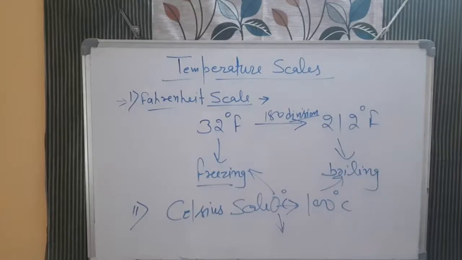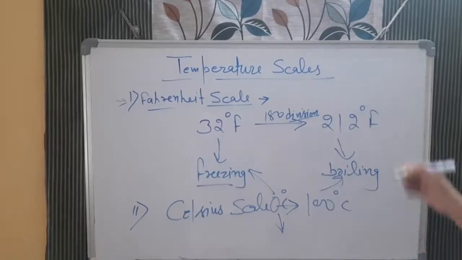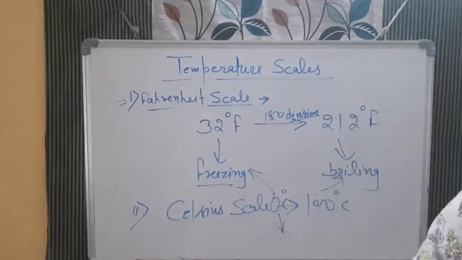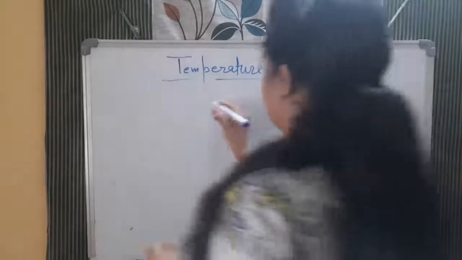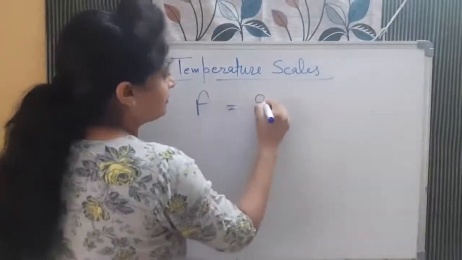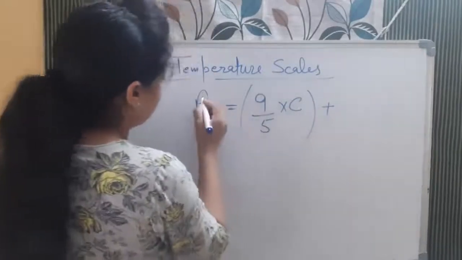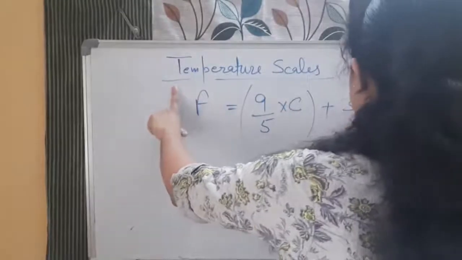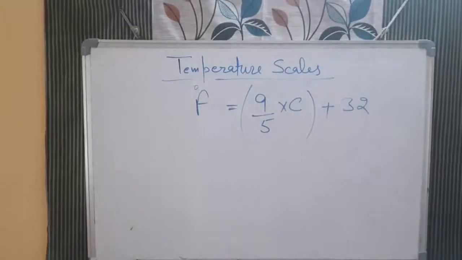Now if I say convert Fahrenheit to Celsius or Celsius to Fahrenheit, there is one formula that you can use. A very simple formula. Fahrenheit equals 9 by 5 into C plus 32.